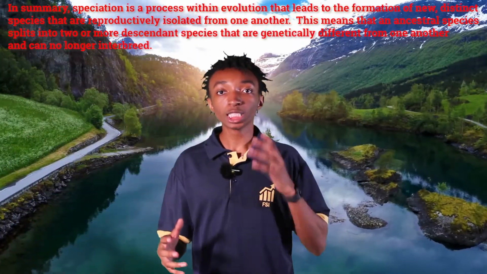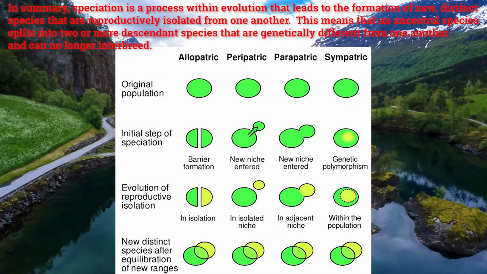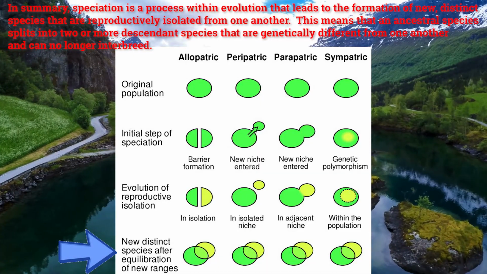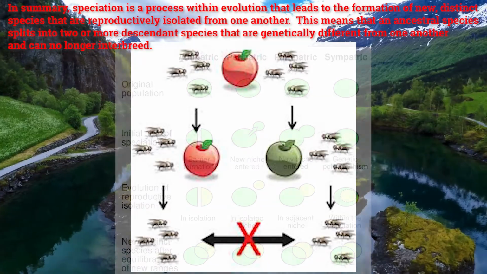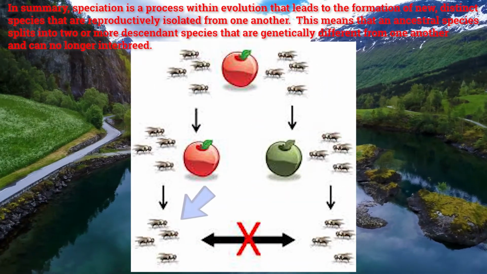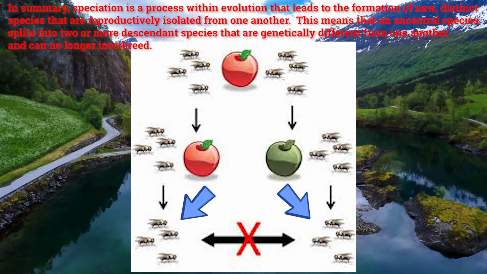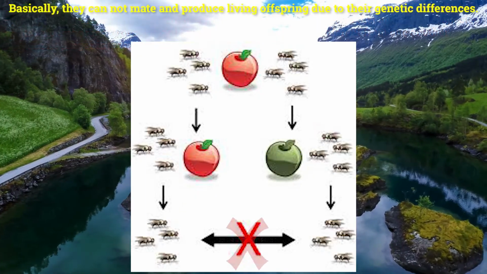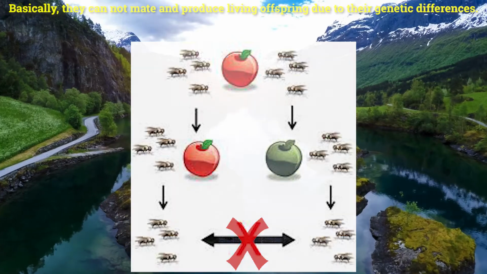In summary, speciation is a process within evolution that leads to the formation of new, distinct species that are reproductively isolated from one another. This means that an ancestral species splits into two or more distinct species that are genetically different from one another and can no longer interbreed. Basically, they cannot mate and produce living offspring due to their genetic differences.